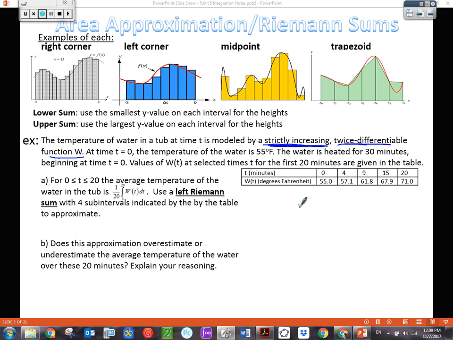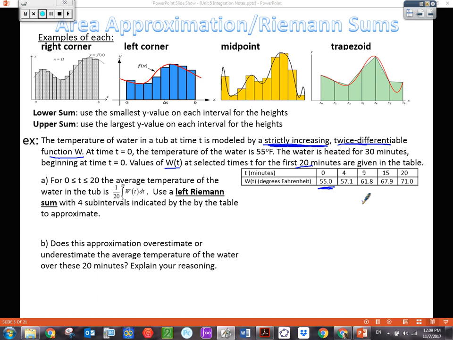At time t equals 0, the temperature of the water is 55 degrees, which it looks like they've given us here. The water is heated for 30 minutes, beginning at time t equals 0. Values of W(t) at selected times for the first 20 minutes are given in the table. So we have just some tabular data. Very typical of an AP question. This is actually an AP prompt, or part of one.